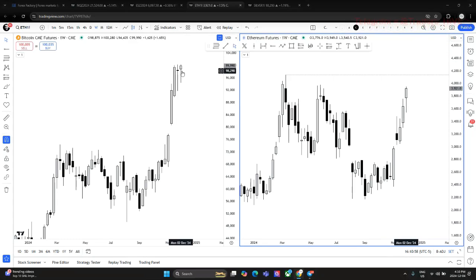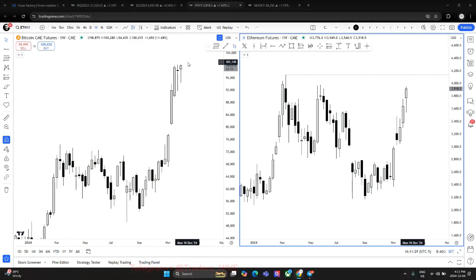Which it does sometimes, while Ethereum just goes through this high. But still, we're at all-time highs. For Bitcoin, we just need to see either a correction, then a gap form, or we're just going to expect price to continue higher.